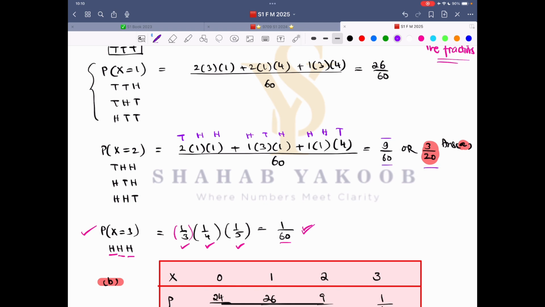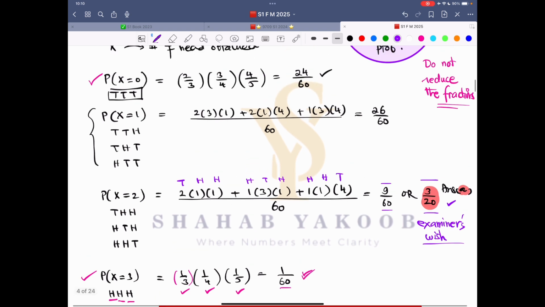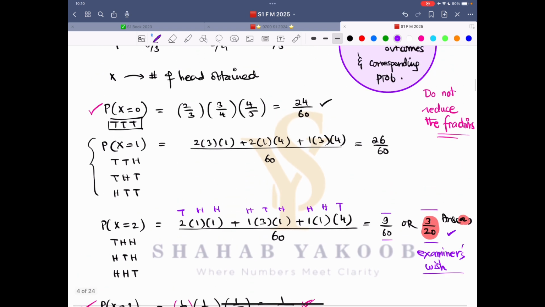Now, since the examiner has reduced it, for this part I'm fulfilling the examiner's wish of reduction and giving the answer over here. And again, how is this one obtained? So this is tail, tail, head. This is tail, head, tail. This is head, tail, tail. So that is obtained this way.